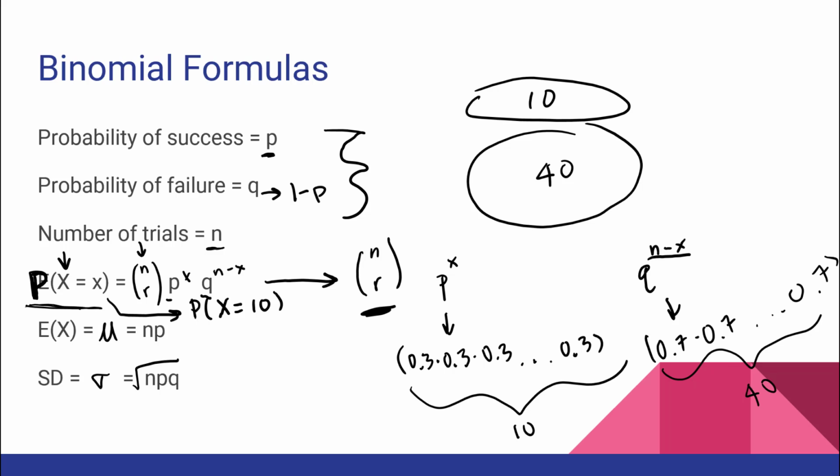Finally, we have our expected value, so our E of X, which is equal to mu. That is a pretty simple term. It's just equal to n times p. So number of trials times the probability of success. Our standard deviation, still denoted by sigma, is equal to the square root of n times p times q.